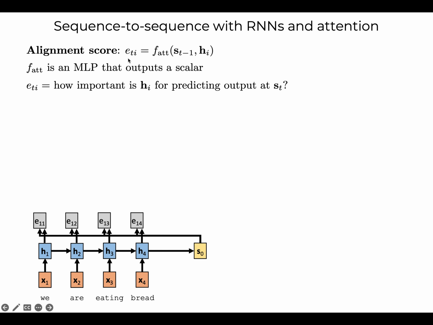Now what this scalar value is telling us is, at time step t, the alignment score e_ti is saying how important the ith hidden state in the encoder is for predicting the output at time t. So for predicting the hidden state of the decoder at time t.